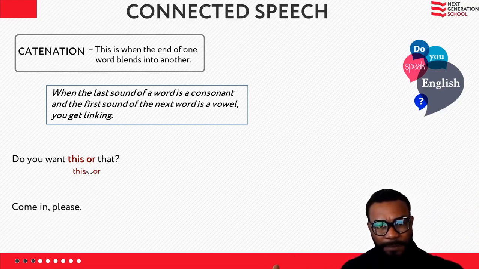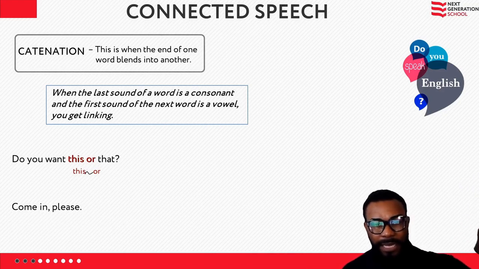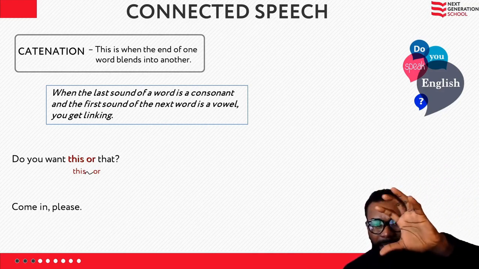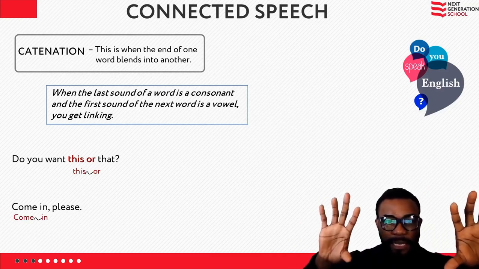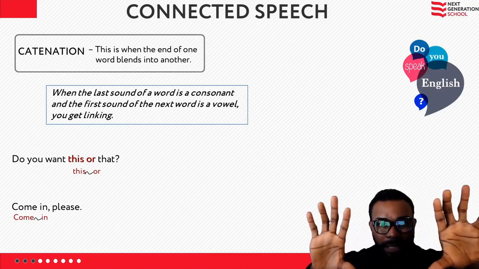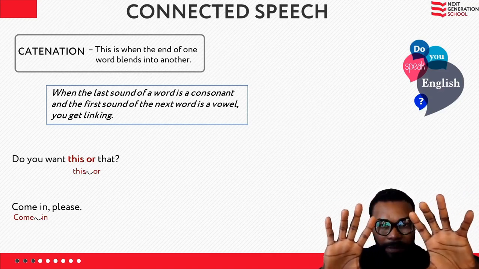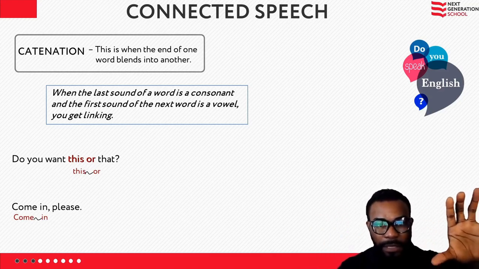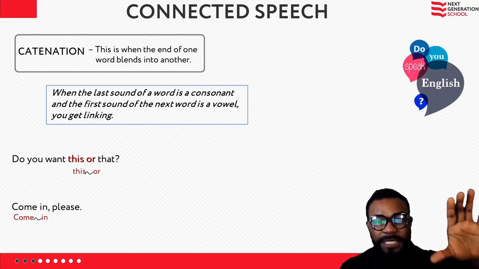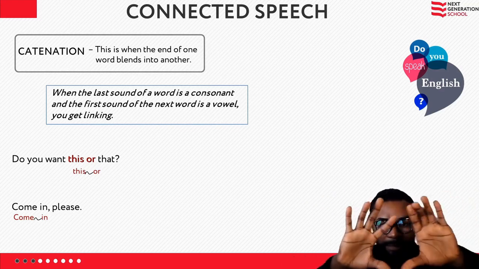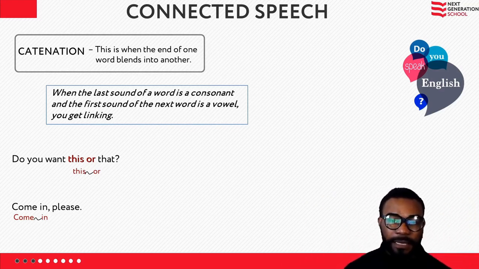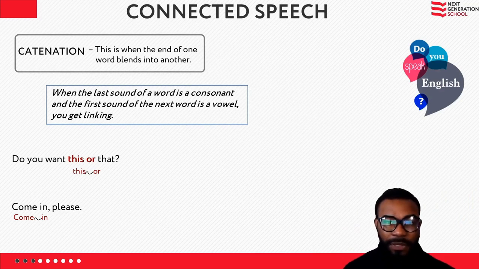Come in, please. So we have come in, please, but then come and in can be put together. Come in. That is catenation. We have a consonant and a vowel. We have a link. Come in, please. Not come... in, please. It's not very natural. Come in, please. All right.